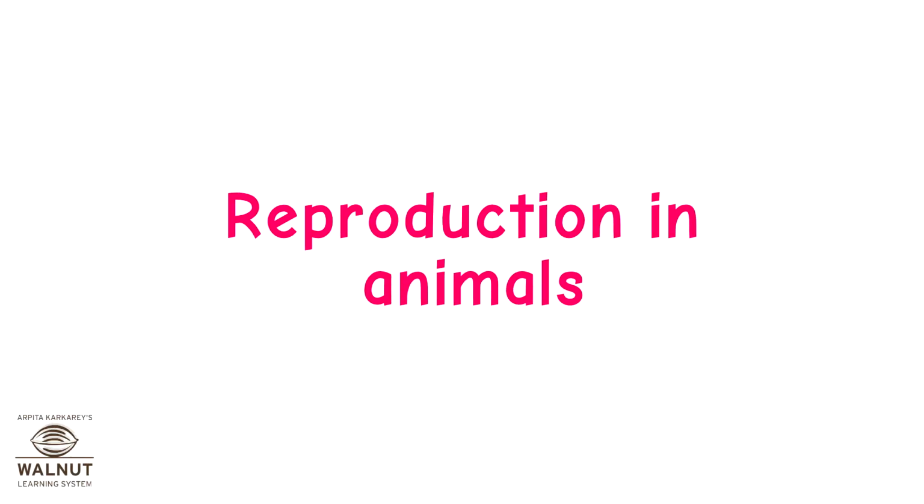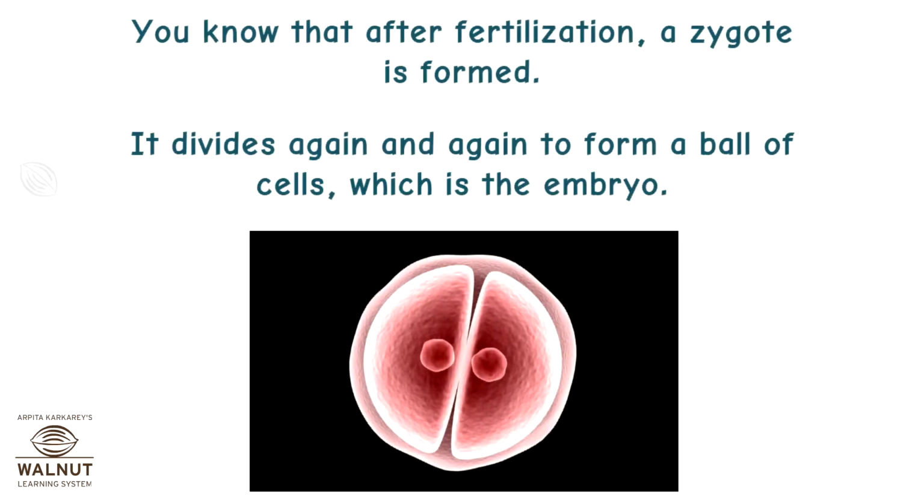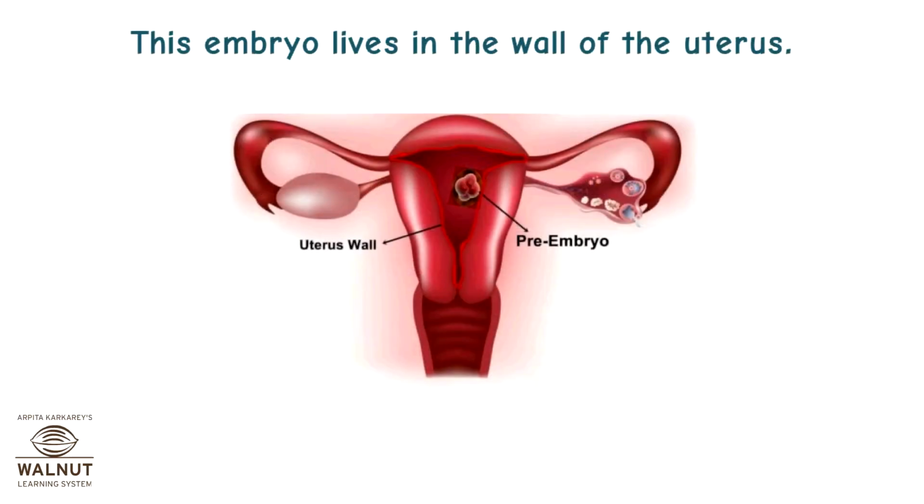Reproduction in animals. Development of the embryo. You know that after fertilization, a zygote is formed. It divides again and again to form a ball of cells, which is the embryo. This embryo lives in the wall of the uterus.